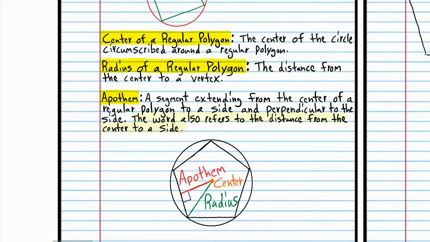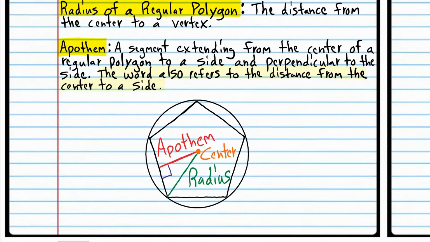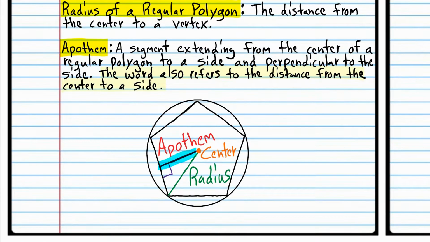And there's one more thing that we need to know. We need to know the apothem. The apothem is the distance from the center of the polygon to the side. So that's a perpendicular segment. Now, an apothem is a segment, this segment, but the word is also used to describe the length of the segment. So if somebody says find the apothem, they mean find the length of this segment.